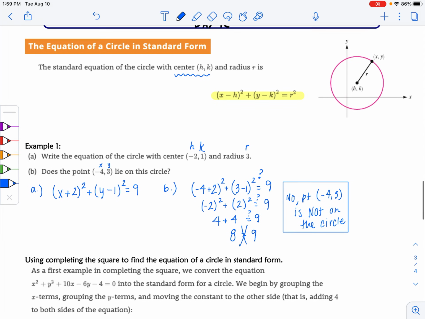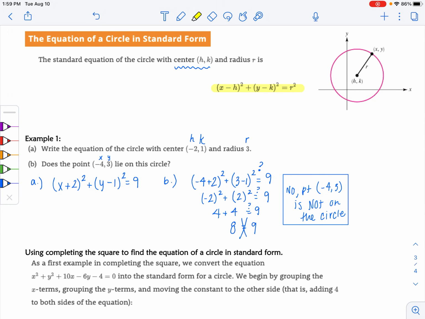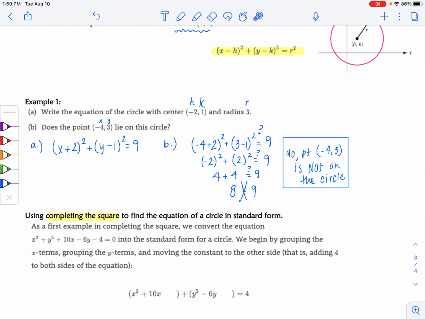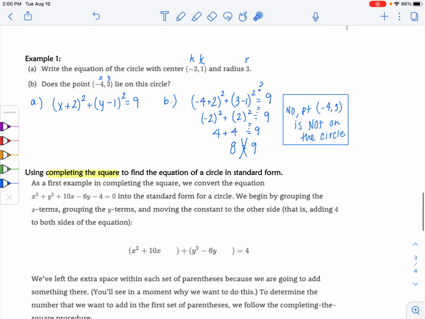Okay, now we're going to complete the square to find the equation of a circle in standard form. So our goal is to always get it back to this form so we can read it. We can easily find the center, find the radius, and we're good to go. But sometimes they'll give it to us in a form like this. And we're blah, not fun. So we're going to complete the square to get there.